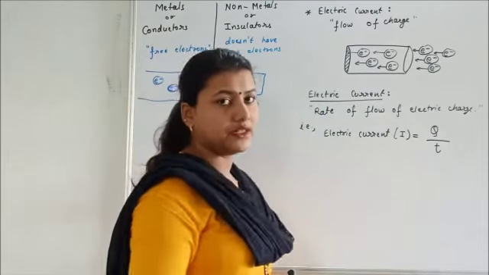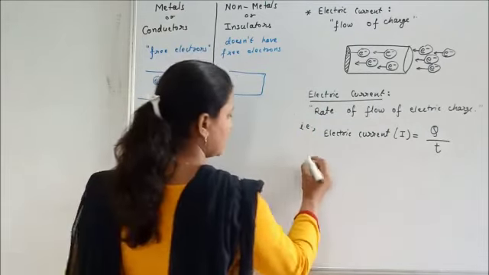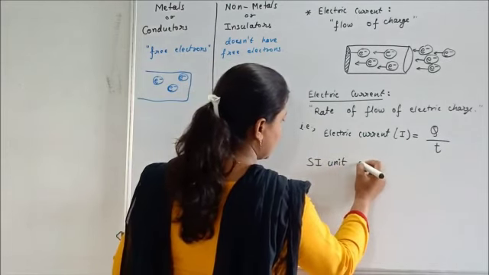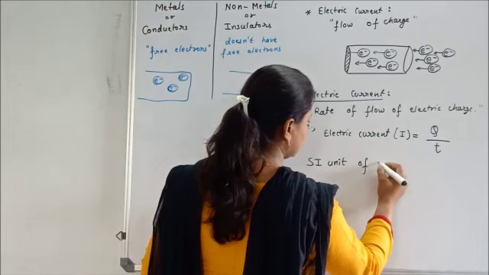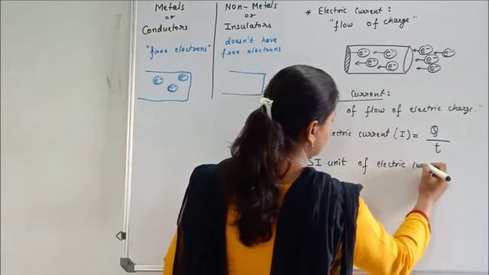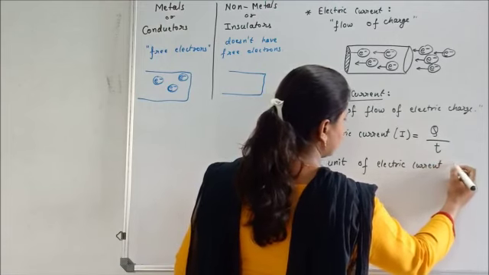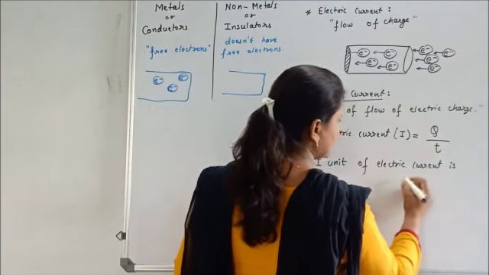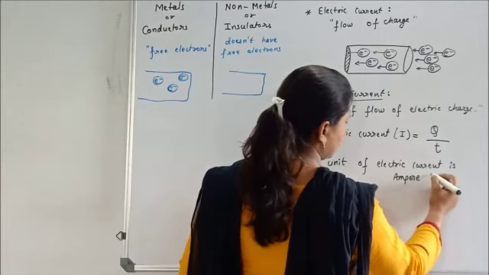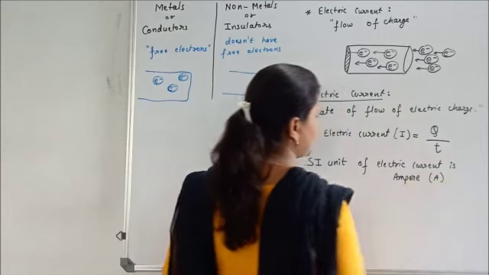Current is measured in amperes, that is, the SI unit of electric current is ampere, which is denoted by capital A.